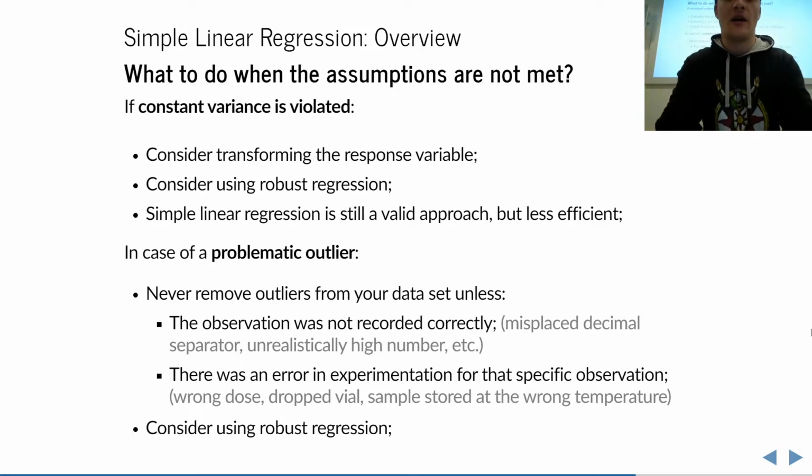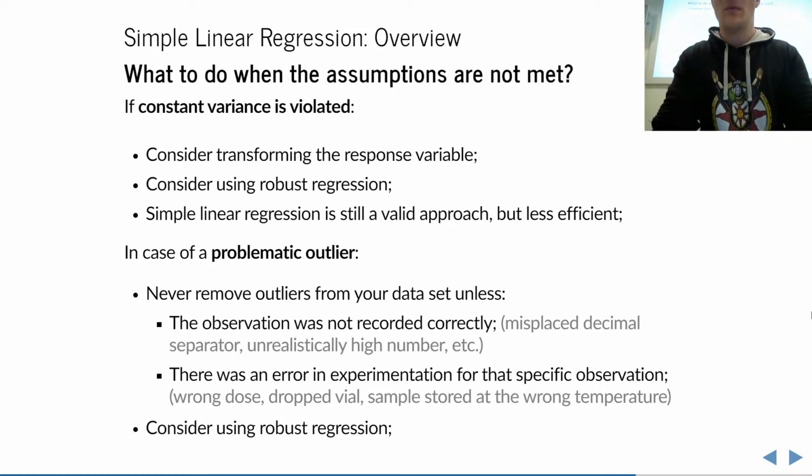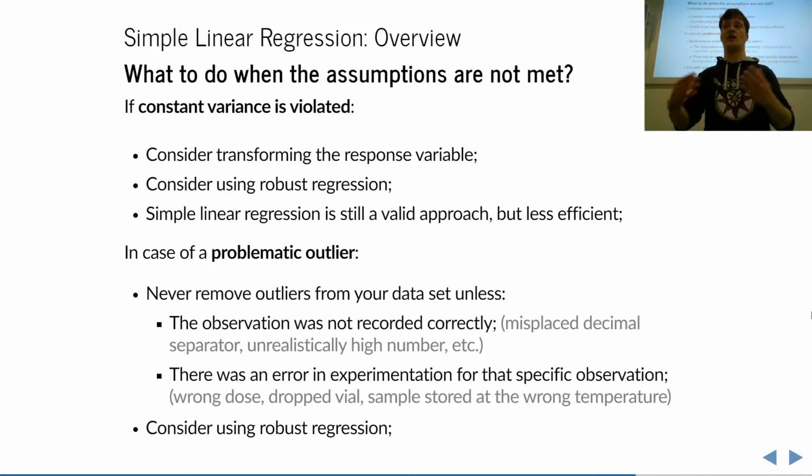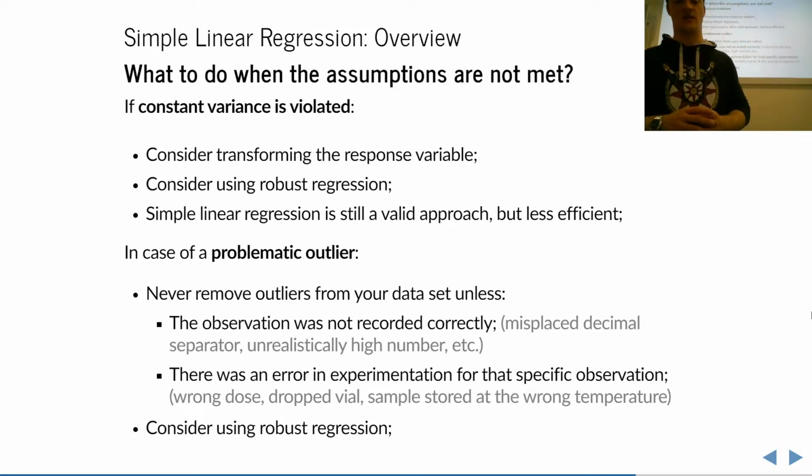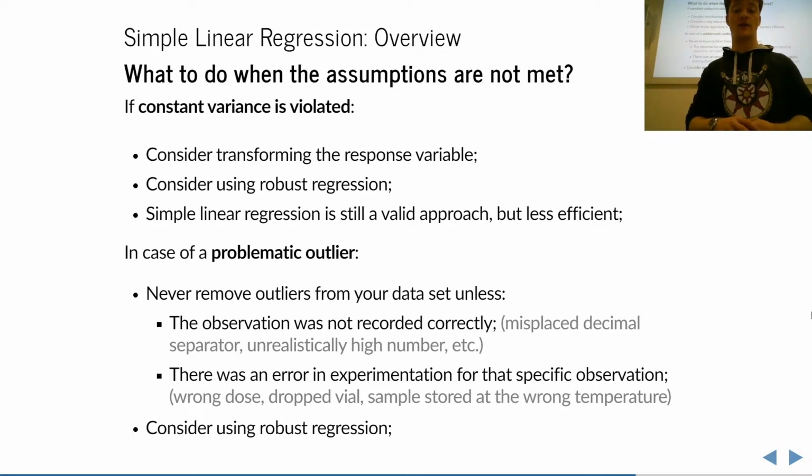Then, if you have a problematic outlier, most people would immediately remove it to see what happens, but this is very rarely the right thing to do. Almost always you should either just accept that this is part of the data generating process and leave it in, or you should use robust regression, which is that method where it's not so sensitive against outliers.